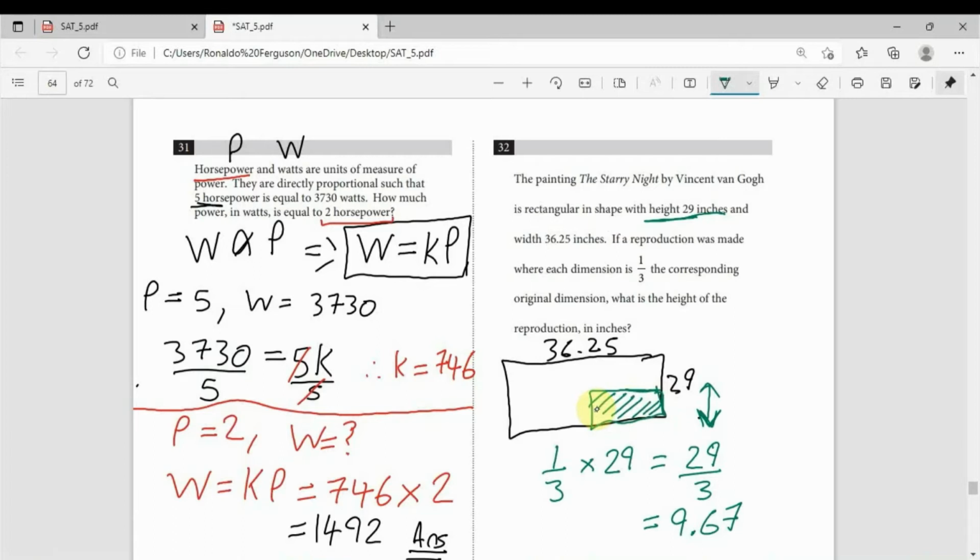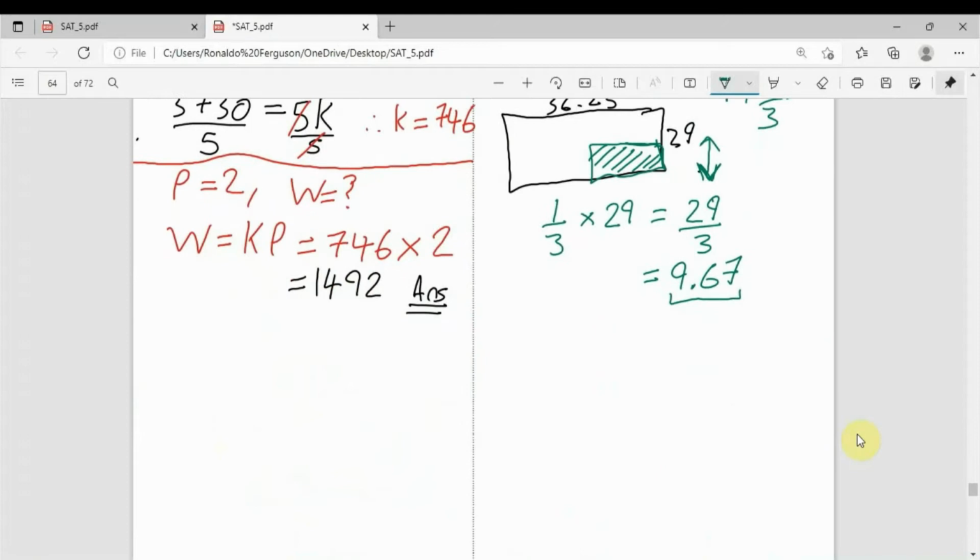How do you know that? 29 over 3 is 9, the remainder is 2 over 3, and we know 2 over 3 is 0.67. So 9 plus 2 over 3 is 9.67. Don't stress yourself, just use a calculator. But the more we deal with fractions, the more it becomes part of our memory.